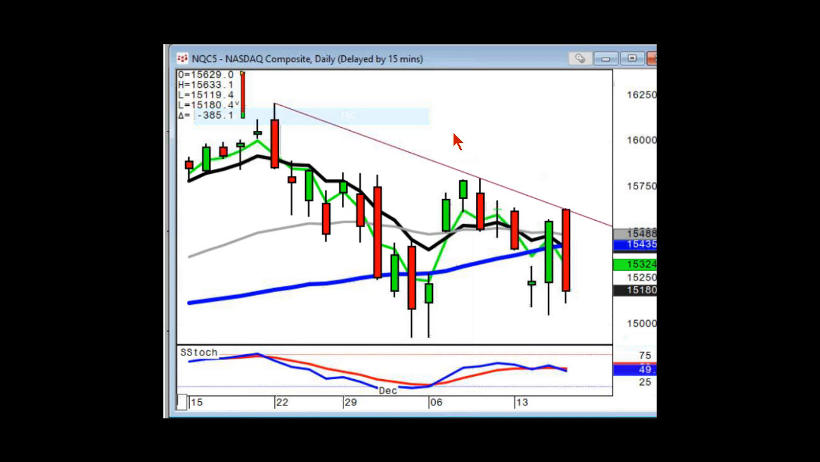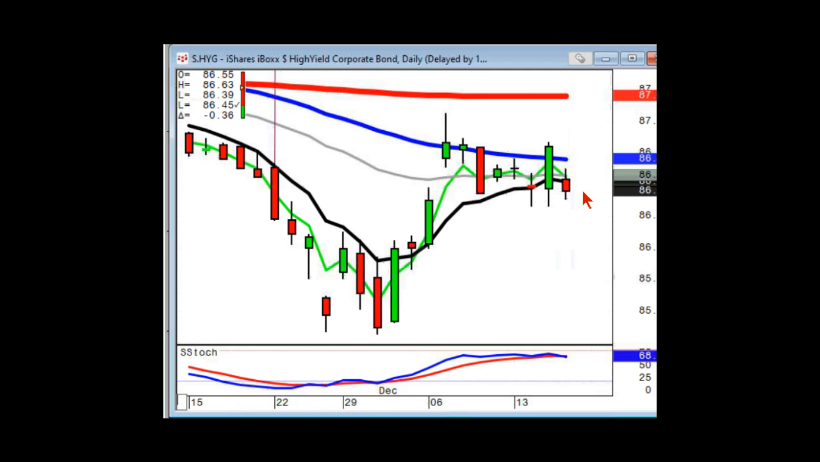We also had this indicator that we've been using, HYG, the corporate bonds, selling off. That's also telling you there's less confidence in the bullish aspects of this market.